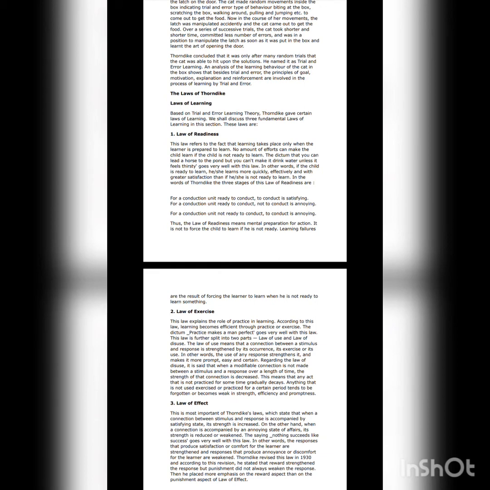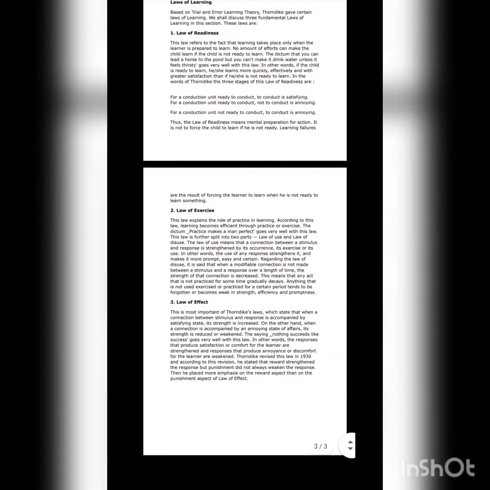Thus, the law of readiness means mental preparation for action. It is not to force the child to learn if he is not ready. Learning failures are the result of forcing the learner to learn when he is not ready to learn something. Second, the law of exercise. This law explains the role of practice in learning. According to this law, learning becomes efficient through practice or exercise. The dictum practice makes a man perfect goes very well with this law.